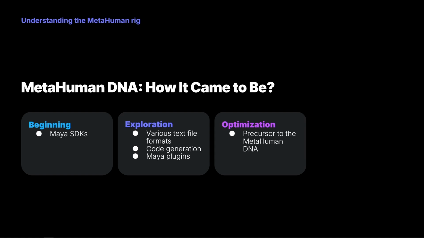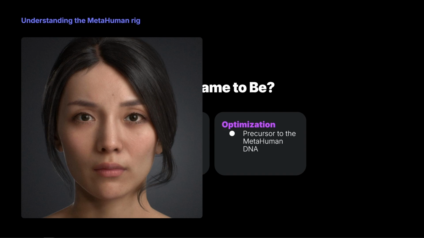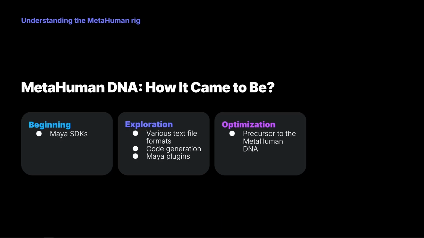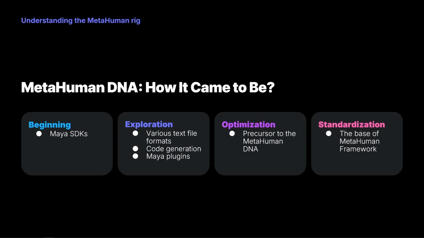Finally, we found out that the optimal solution for us was the precursor to the MetaHuman DNA, a proprietary binary file format which can be used to evaluate rigs. This enabled some of our most well-known demos, such as Siren at GDC 2018 or Andy Serkis performing Lies from Macbeth. Further research and improvement driven by our service work brought us to where we are today, and that is the MetaHuman DNA.